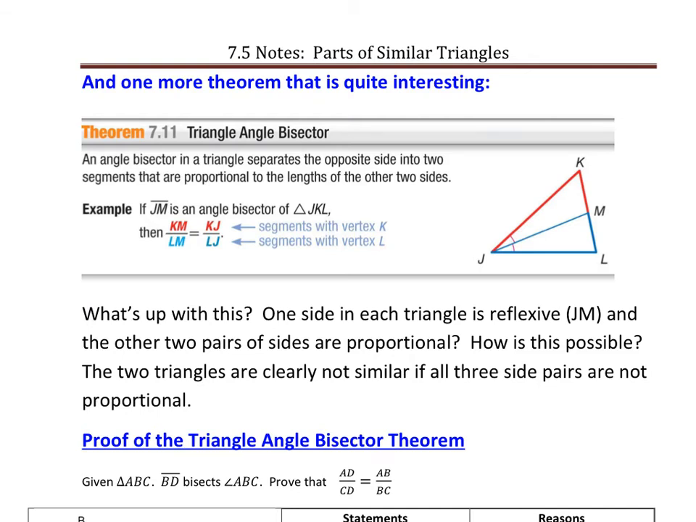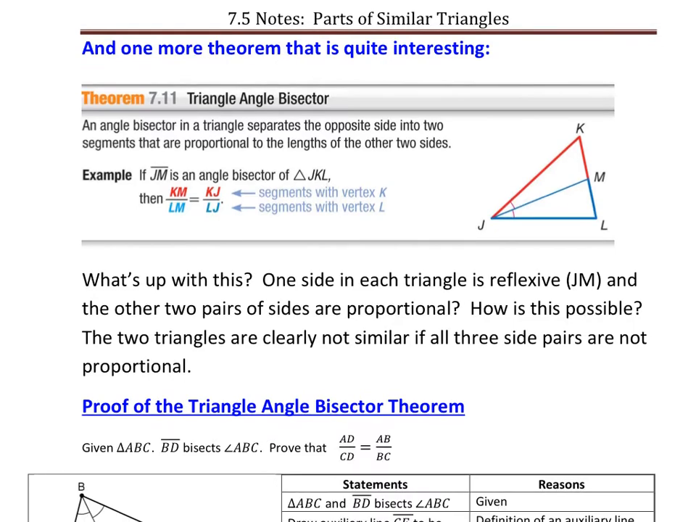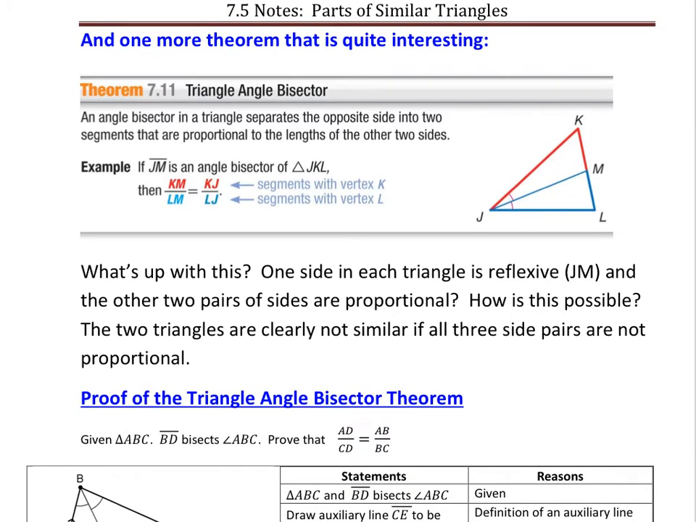The last thing in this section that's kind of peculiar, as I mentioned, is called the triangle angle bisector theorem. This I will spend a lot of time on here. So what does it say? It says that if we have an angle bisector in a triangle, so I know this JM is a bisector because these two pieces of the angle are being marked as congruent, then these pieces here that are created on the opposite side, KM to LM, is at the same ratio or proportionality as these outer sides, KJ to LJ.